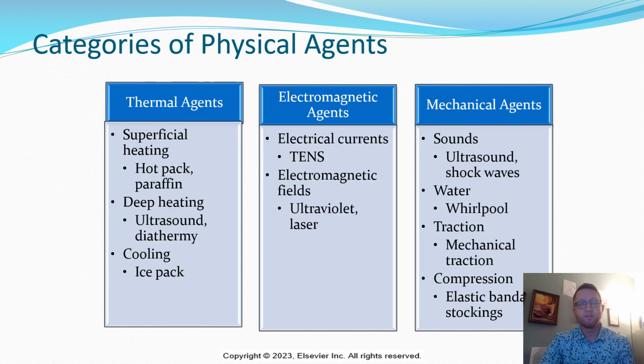Some of the basic categories of physical agents that we're going to talk about include thermal agents. So whenever you hear the term thermal agent, just note that can relate to superficial heating like a hot pack or paraffin. It can relate to a deep heating modality like ultrasound or diathermy. And then it can also relate to cold pack application or cooling techniques, ice pack, or again, that ice massage. So anytime you hear the term thermal agent, just understand that it could be talking about something to either heat the tissues or cool the tissues down.